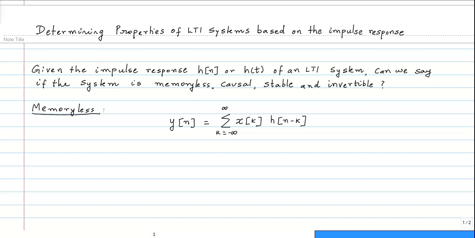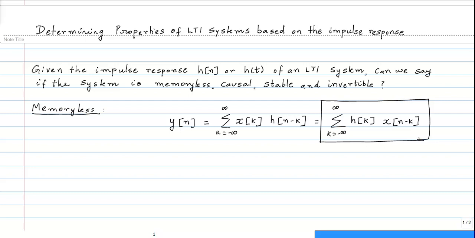But we also know that the convolution sum is commutative, which means I can write it as the summation of h of k times x of n minus k. And writing it in the second way is going to make it a little bit easier for us to determine when a system is going to be memoryless. Now if we look at this summation, what it tells us is that the output y of n can be formed by taking some linear combination of x of n minus k's.